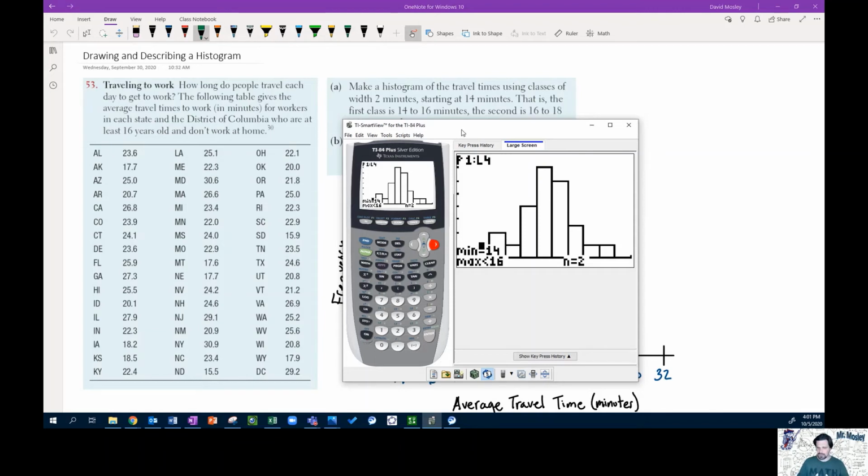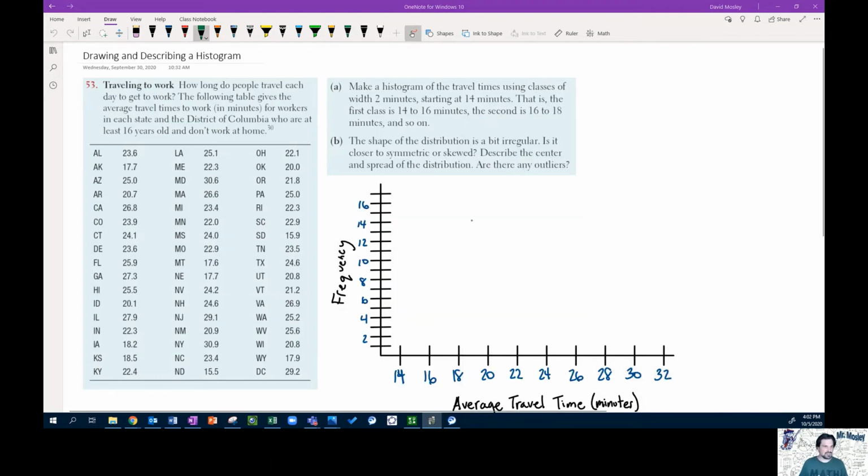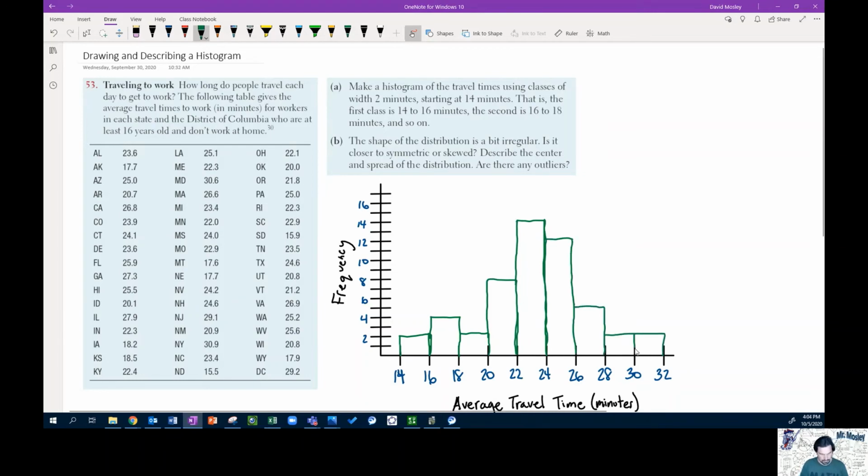All right, so now I'm going to use this to draw my histogram, and the graphing calculator is going to tell me how tall each one is. Now I don't have to go through and count and do all that and risk missing things. All right, so let's draw the histogram. All right, so our histogram is done, and now we can start answering the other questions.